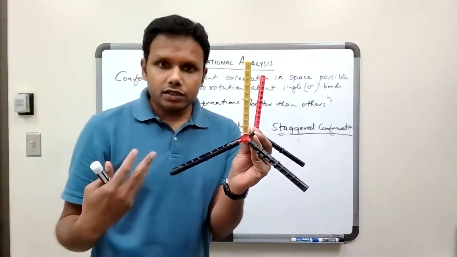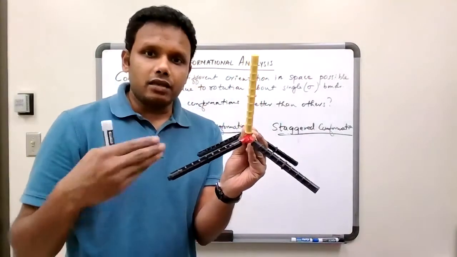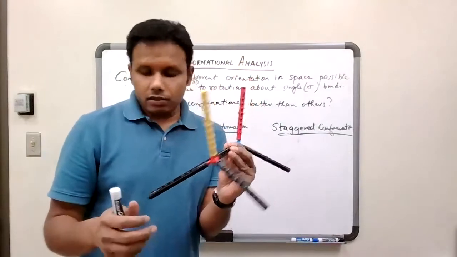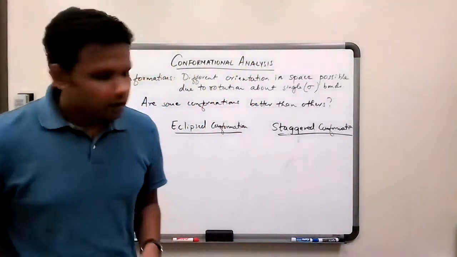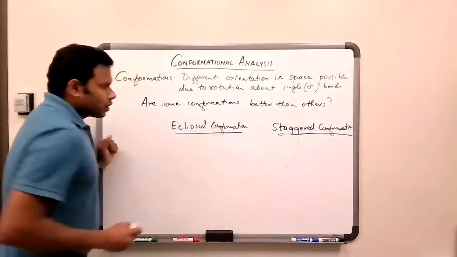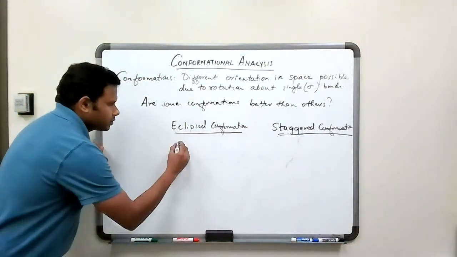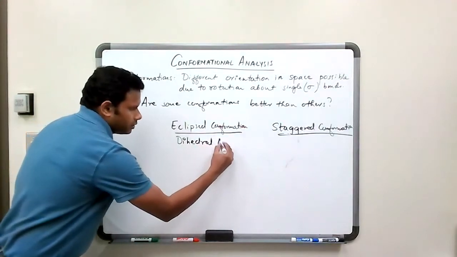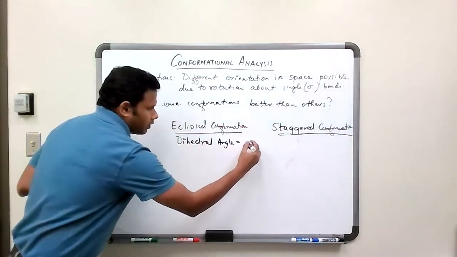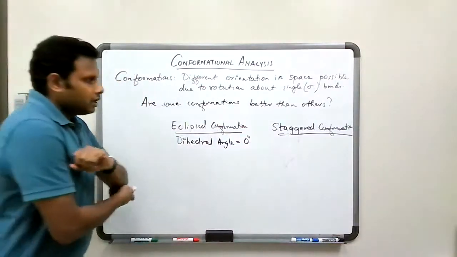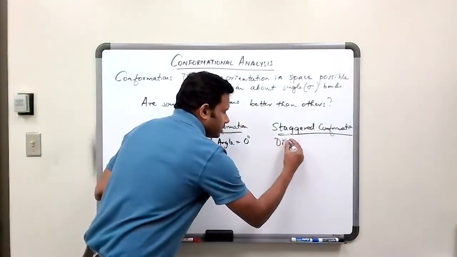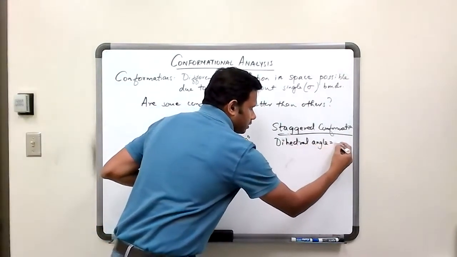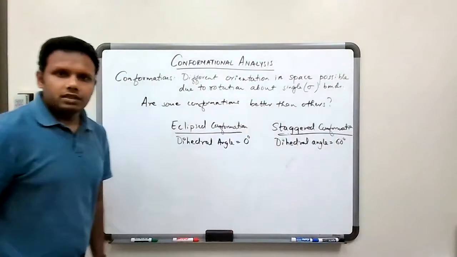Now, for the uninitiated, a dihedral angle is an angle between two planes. So you might want to look that up a little bit. An eclipsed conformation is characterized by a dihedral angle of 0 degrees, and a staggered conformation is characterized by a dihedral angle of 60 degrees.